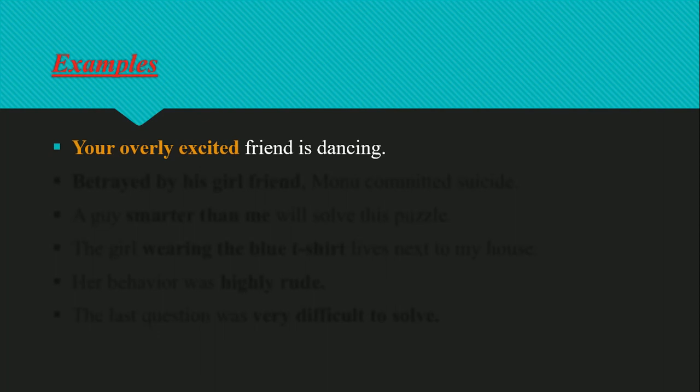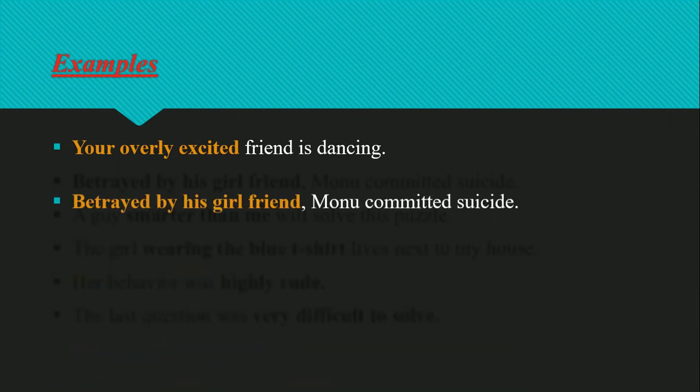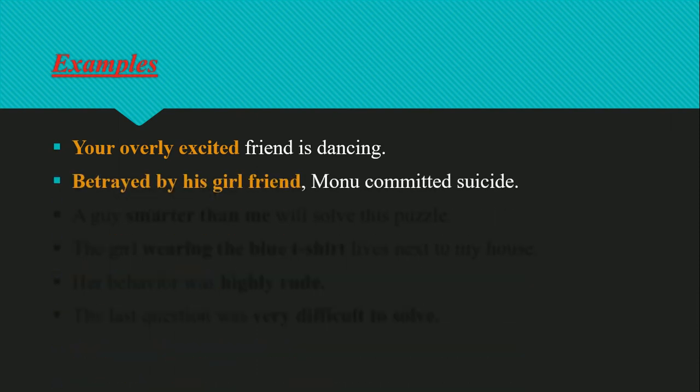Your overly excited friend is dancing. Here, your overly excited is an adjective phrase which comes before the noun, modifying the noun friend. The second one, betrayed by his girlfriend, Monu committed suicide. Here, betrayed by his girlfriend is an adjective phrase which comes at the beginning of the sentence. That is modifying Monu.